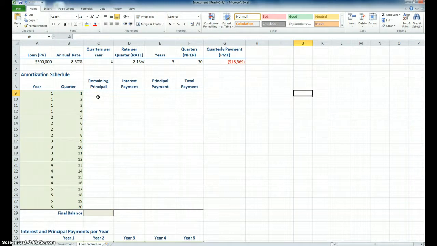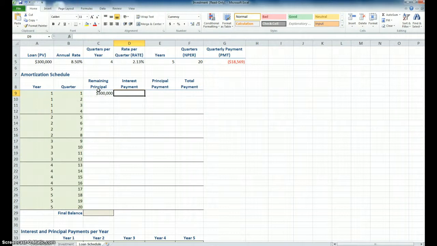We're going to be on page 501, and it says go to C9 and type in $300,000. Well, I can do that, or I can also just reference A5, which is fine. You do what you want. I just like to reference A5 because a lot of times if we change this and we're playing around, this changes, and that's a pretty good thing.